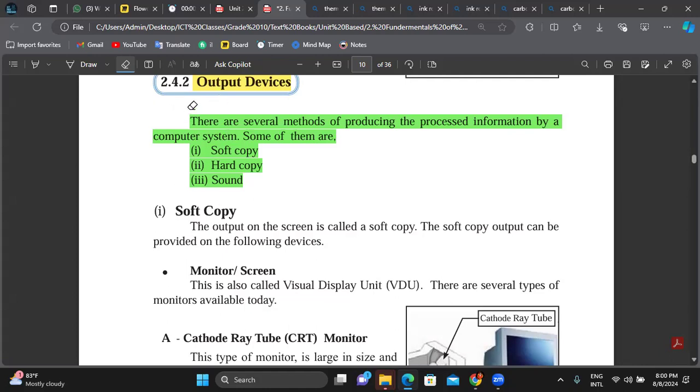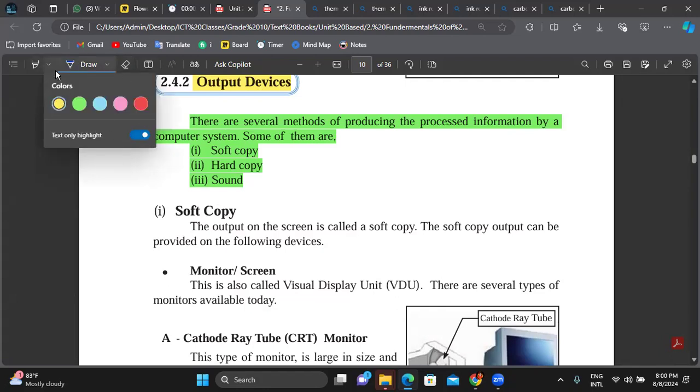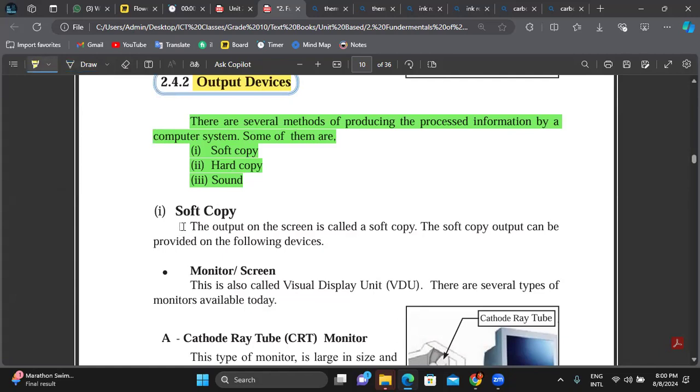Now I guess you wrote down the topic, soft copy. Under soft copy, write this down: the output on the screen is called a soft copy. This small part is enough. Write it down point-wise: the output on the screen is called a soft copy.